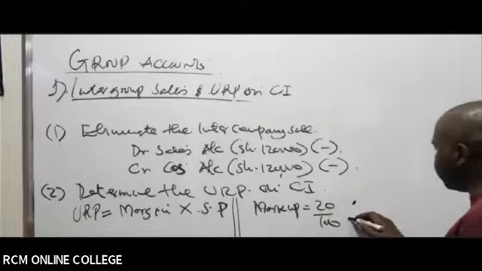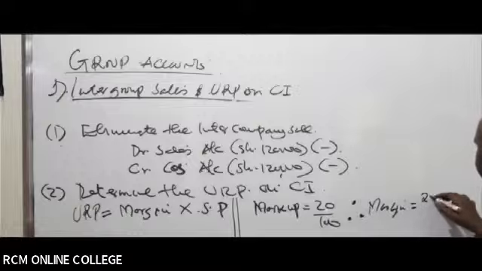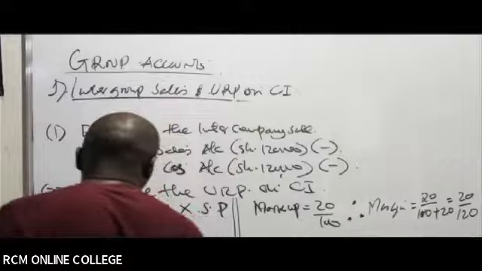Therefore, margin is equal to 20 over 100 plus 20. Therefore, take the numerator, you add on the denominator, you'll get the margin. Therefore, margin in this case is equal to 20 over 100 plus 20, and that is equal to 20 over 120.